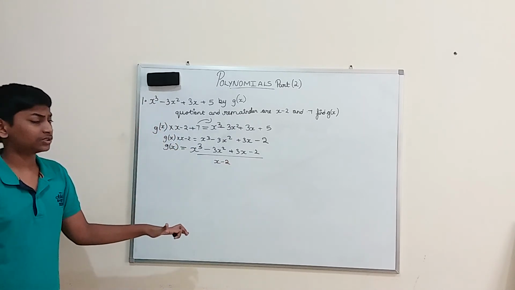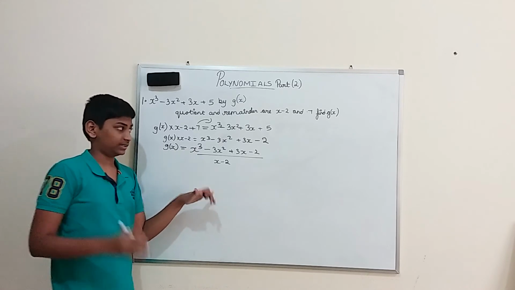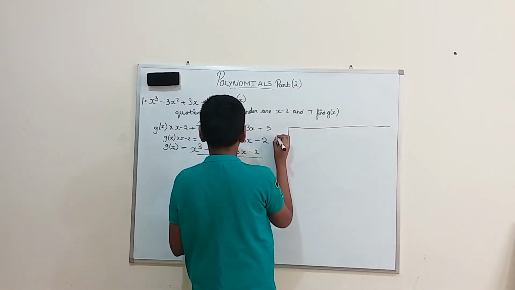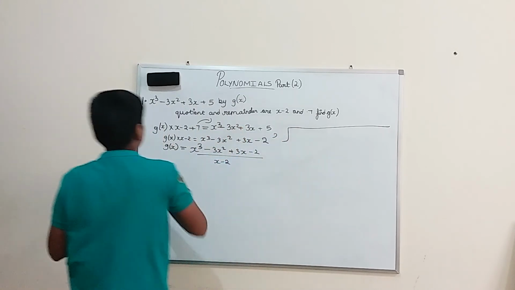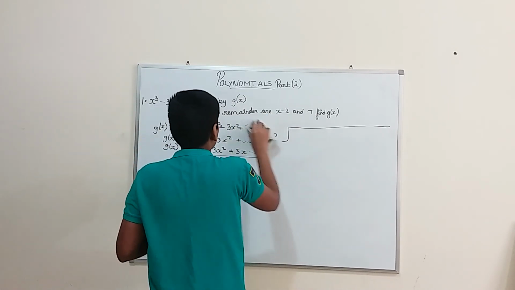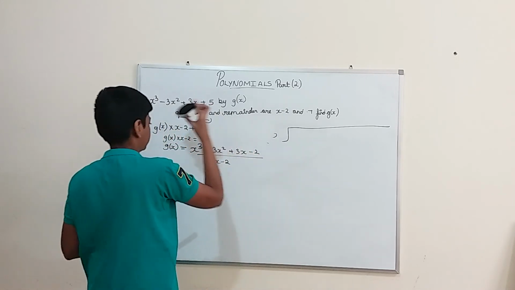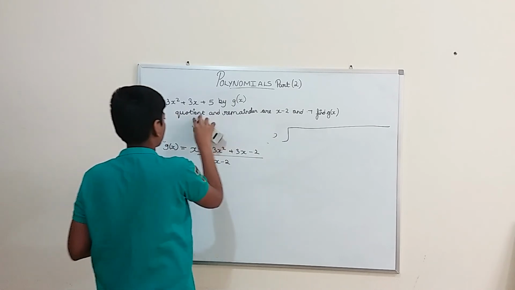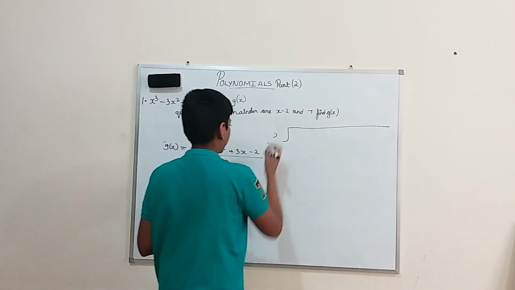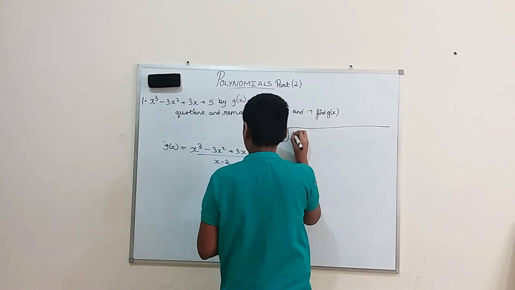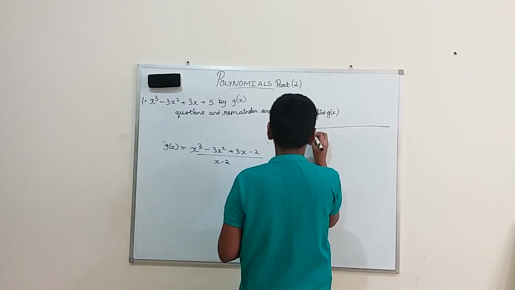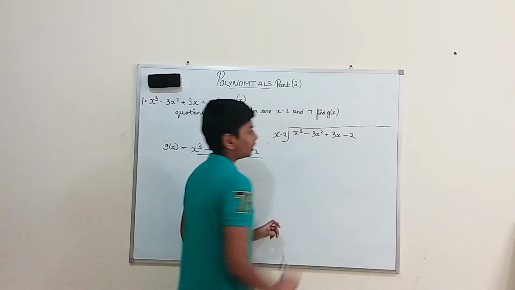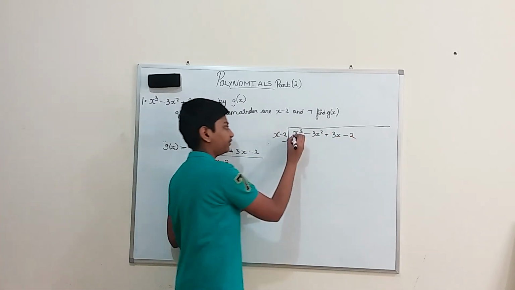Okay, now to find g of x, we need to divide it. So let's divide it. So x minus 2, so I'll just write this part. x minus 2 divided by x cube minus 3x square plus 3x minus 2. Now we should solve the first step.